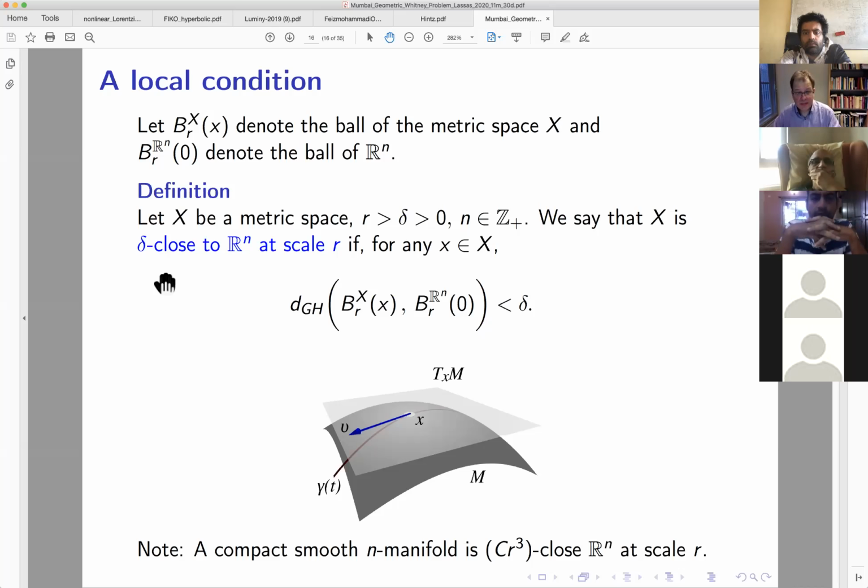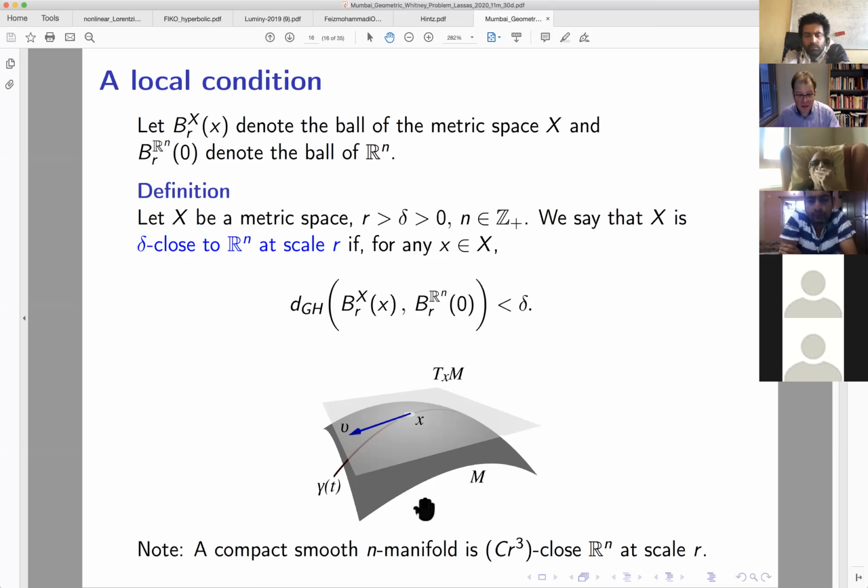We say that the metric space X is delta close to a Euclidean space R^d at scale R. So delta and R are just parameters here. If we take any point x in the data metric space, and consider the ball of radius R in the data space, and then consider the ball of radius R in Euclidean space, and the Gromov-Hausdorff distance of these two balls is smaller than delta, and this holds for all x, then we say that this metric space X is delta close to R^n at scale R.